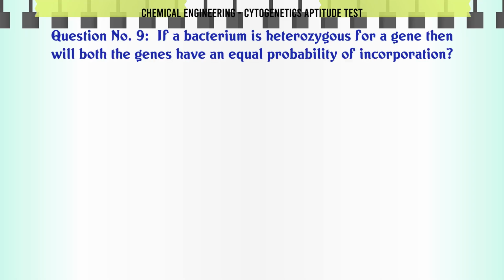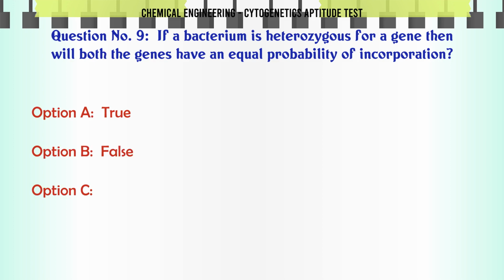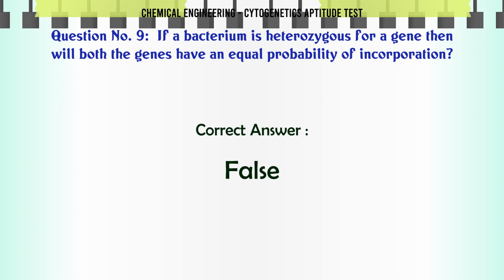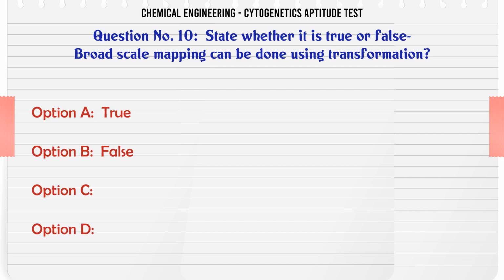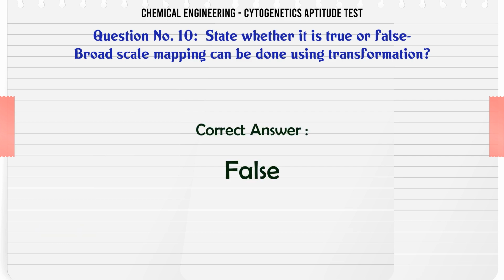If a bacterium is heterozygous for a gene, then will both the genes have an equal probability of incorporation? A. True. B. False. The correct answer is false. State whether it is true or false. Broad-scale mapping can be done using transformation. A. True. B. False. The correct answer is false.